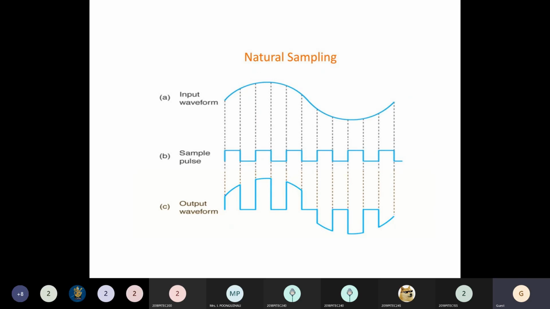In sampling we have two different types. One major type is natural sampling. Another one is flat top sampling. It is called natural sampling because the shape of the output waveform looks like our natural signal, that is, our original signal. In this waveform you can see we have an input waveform, then the sample pulses. We take the samples by using these pulses. The output signal looks like this. This is the waveform of natural sampling.